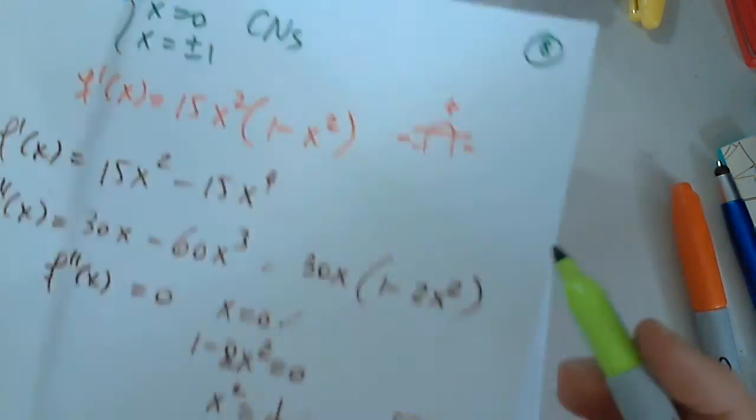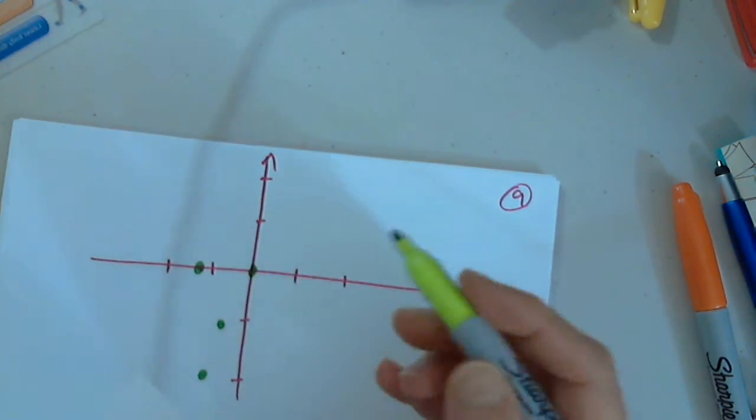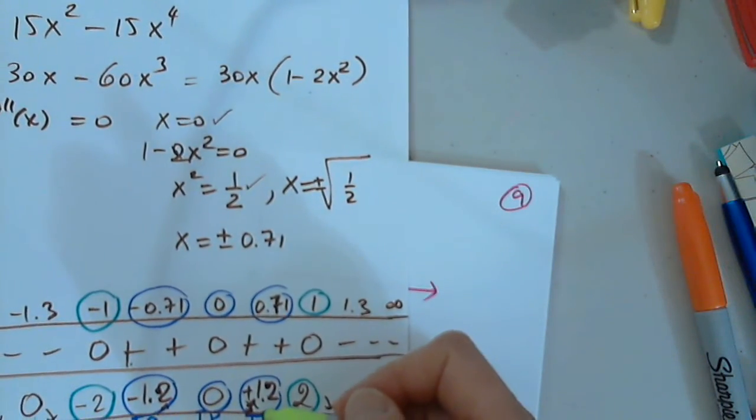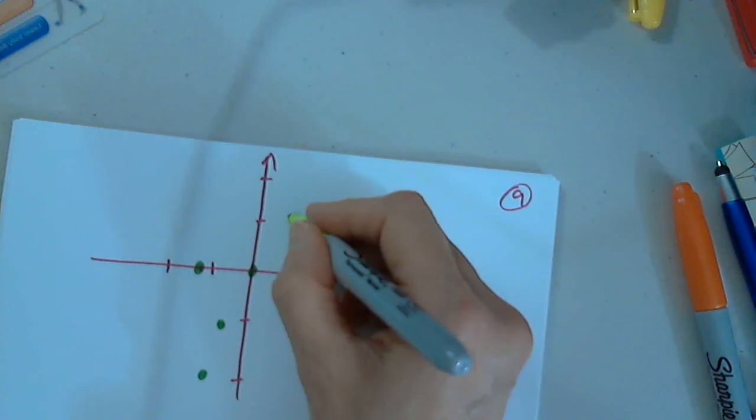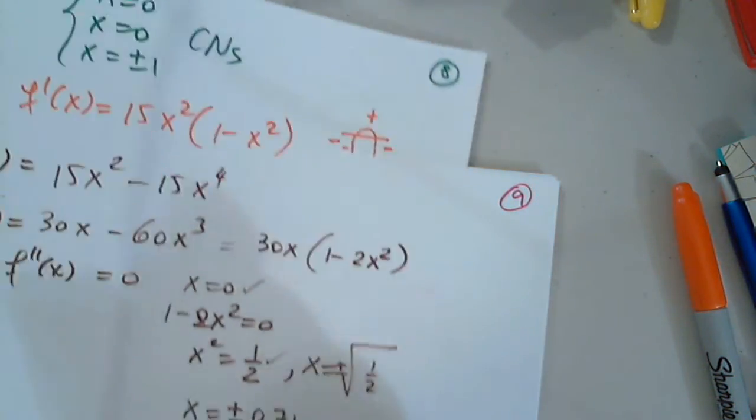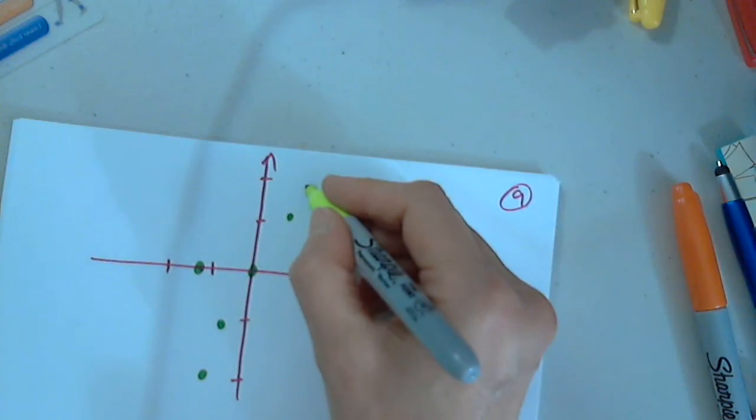Then the next one is 0, 0. Then the next one is 0.71, 1.2. Then the next one is 1, 2. And then the last one is 1.30.